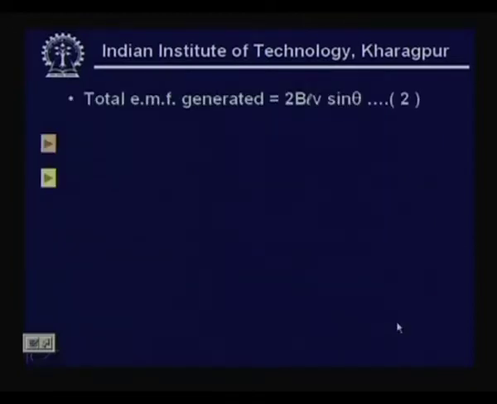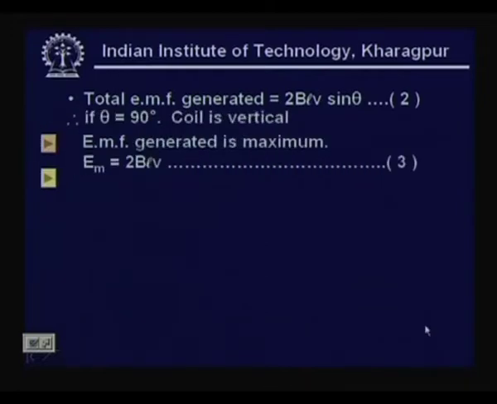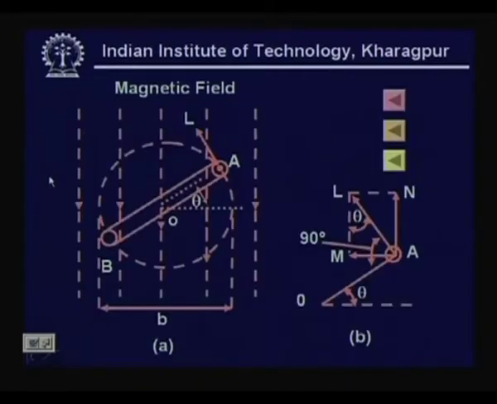So the total EMF generated is 2BLV sin theta, and if theta is 90 degrees, the coil is vertical and the EMF generated is a maximum, so E maximum, or EM, is 2BLV. Hence one arrives at the equation E equals EM sin theta. Let us take a look at the velocity component once again. The hash lines show the flux lines due to the north-south magnetic field, and AB is the coil loop being rotated. At a particular point theta away from the horizontal, the velocity is directed towards AL.